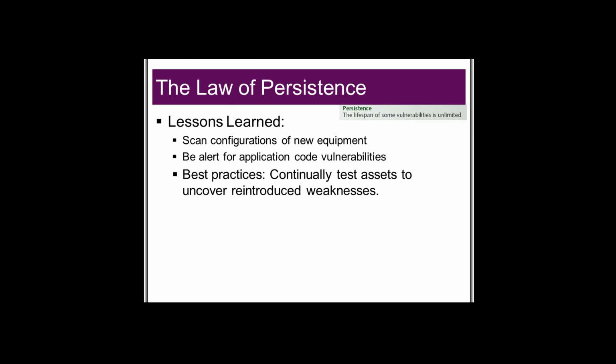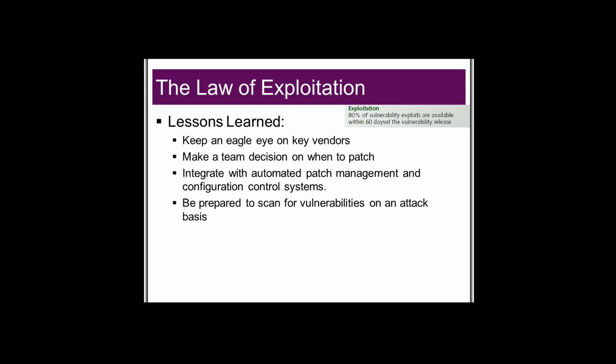Okay, one of the best practices. Continually test assets to uncover reintroduced weaknesses. Scan your critical assets a minimum of every 5 to 10 days, like I said before. Make sure it's an ongoing process for you to try to identify and eliminate weaknesses within your process, within your system. The law of exploitation.